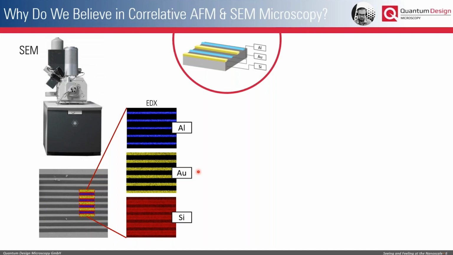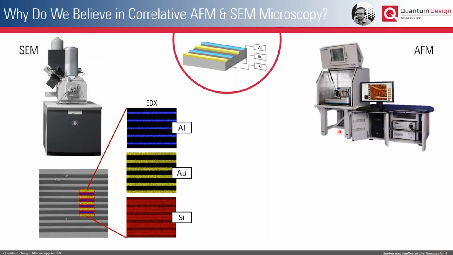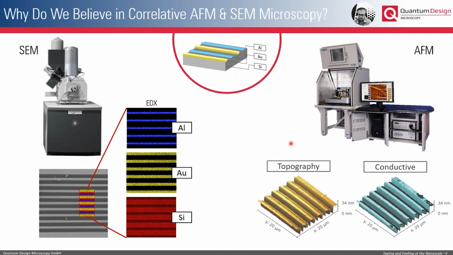If you now use the same sample and then transfer it to a conventional AFM setup that you can see here on the right part, you will learn something completely different about the sample. In this case, the AFM really gives you the real 3D topography of the sample surface, where you can see that the gold electrodes have a height of around 30 nanometers and the aluminum electrodes in between have a height of around 15 nanometers. And if you're working, for instance, with a conductive tip, you can also learn something about the conductivity of this type of sample.